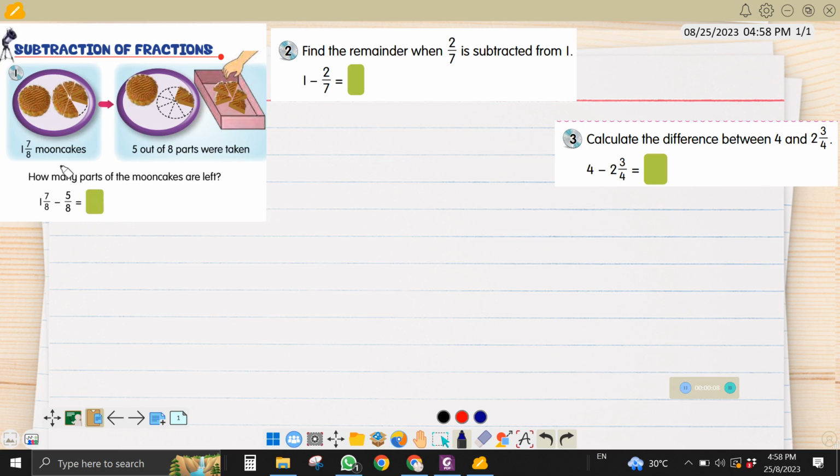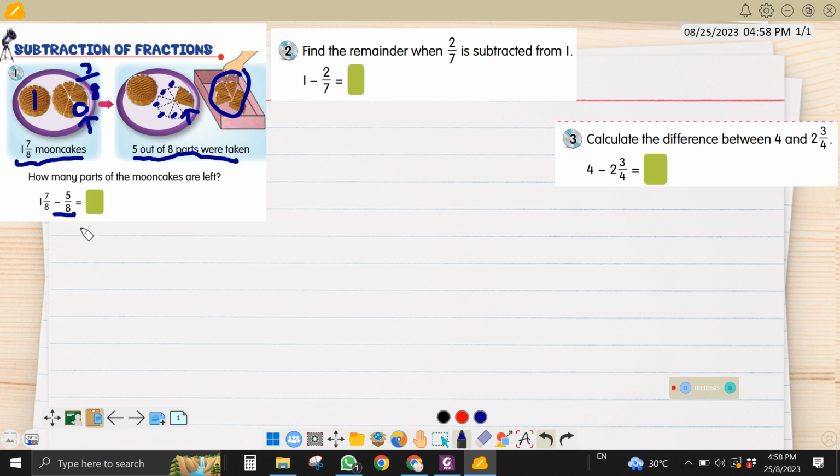Okay, let's look at this example here. Let's say you have 7/8 mooncake. You can see this is 1 and this one is 7/8. Only one piece is missing. And then you minus 5/8. So 5 out of 8 were taken. You can see 1, 2, 3, 4, 5. 5 were taken away and they are here. This is the original missing part.